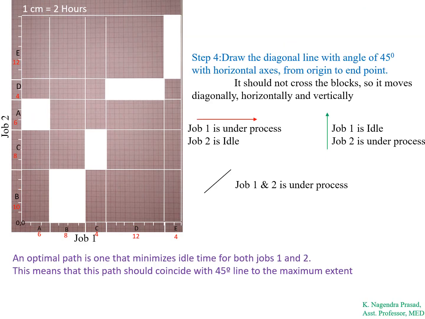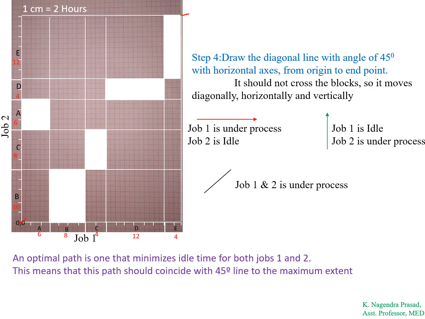Step 4 is to draw the diagonal line with an angle of 45 degrees with the horizontal axis from the origin to the end point. So in this diagram, this is the origin point and this is the end point. From origin to end point we have to draw a diagonal line with an angle of 45 degrees. And one more thing, this diagonal line should not cross the blocks. So it has to move diagonally, horizontally and vertically.